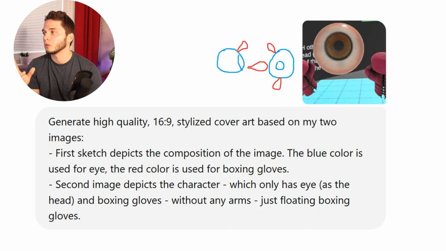First sketch depicts the composition of the image, blue is used for the eye, the red is used for the boxing gloves. Second image shows the character, which only has an eye, which is the head, and boxing gloves. Without any arms, just floating boxing gloves. And this was important because I didn't want him to include arms in the image.